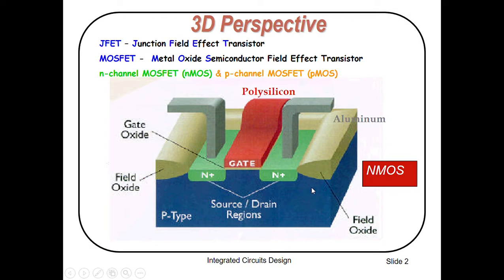Because this is an NMOS transistor, the source and drain terminals have N plus diffusions, while its body is P type. Similarly, you can construct a P channel MOSFET if you place P plus diffusions here and an N type body here. So you can easily convert this into a PMOS transistor.